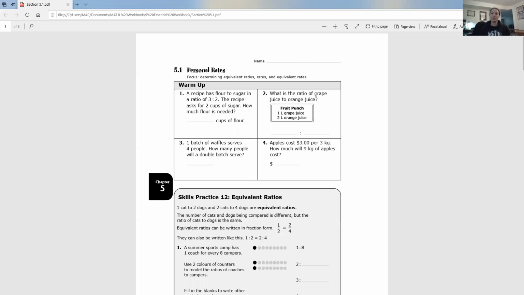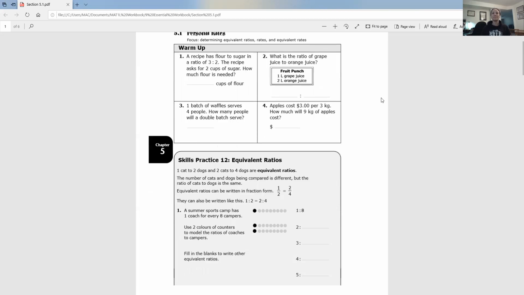There is a warm-up here. You should be able to complete it on your own. Ask someone at home if you're struggling. It is a lot of review from the other chapters, so it's a good way to refresh your skills before we start.